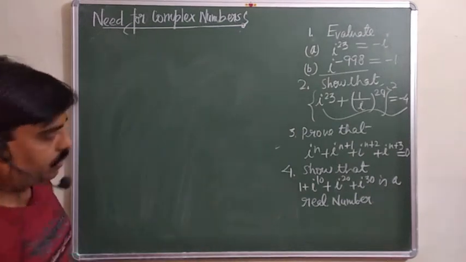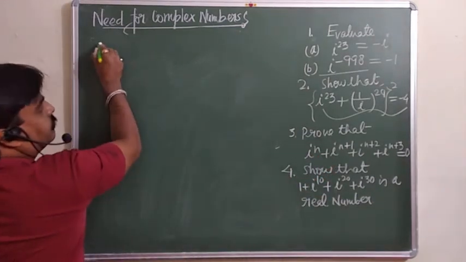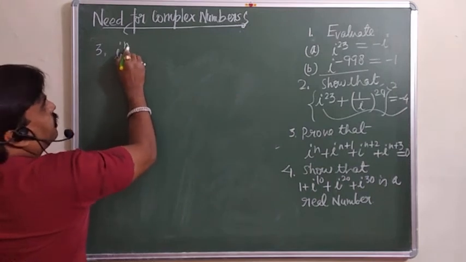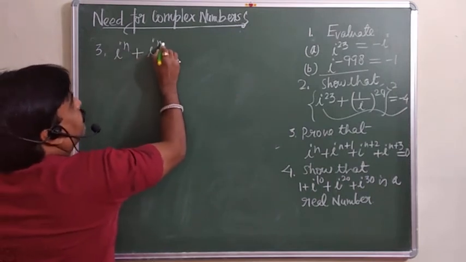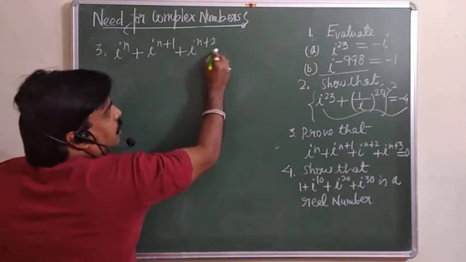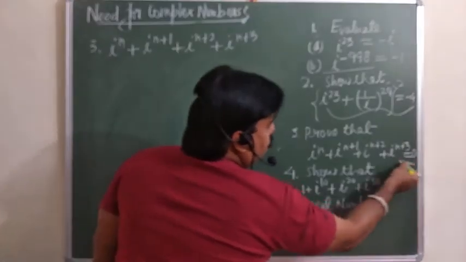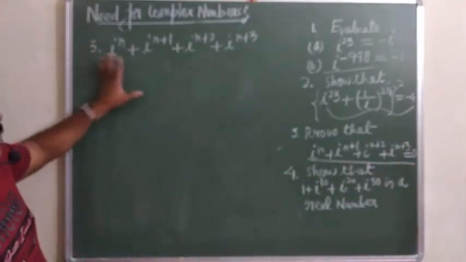Now, question number 3. Prove that i^n + i^(n+1) + i^(n+2) + i^(n+3) is equal to 0. You can break this one.